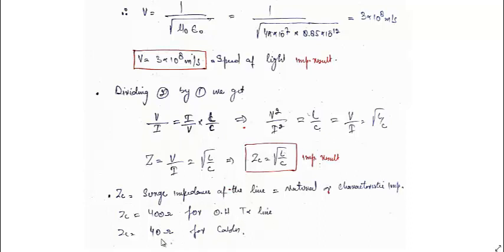This was about the speed of the traveling wave and the impedance that is offered by the transmission line.